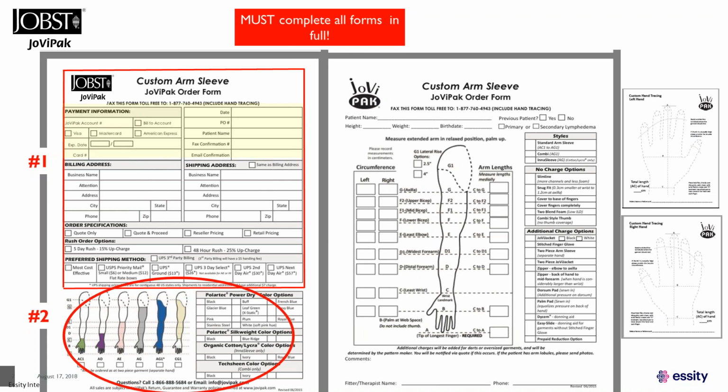This first red box is our information box, and you will see this on all forms. And this must be completed in full. Otherwise, we have incomplete information. We certainly need to know what the payment information is. And we need to know how to process your order. We need to know how to bill for the order. We need to know whether you are asking for a quote only or a quote and proceed, which means that we will proceed with your order but send you the quote. Or do you just simply need reseller or retail information?